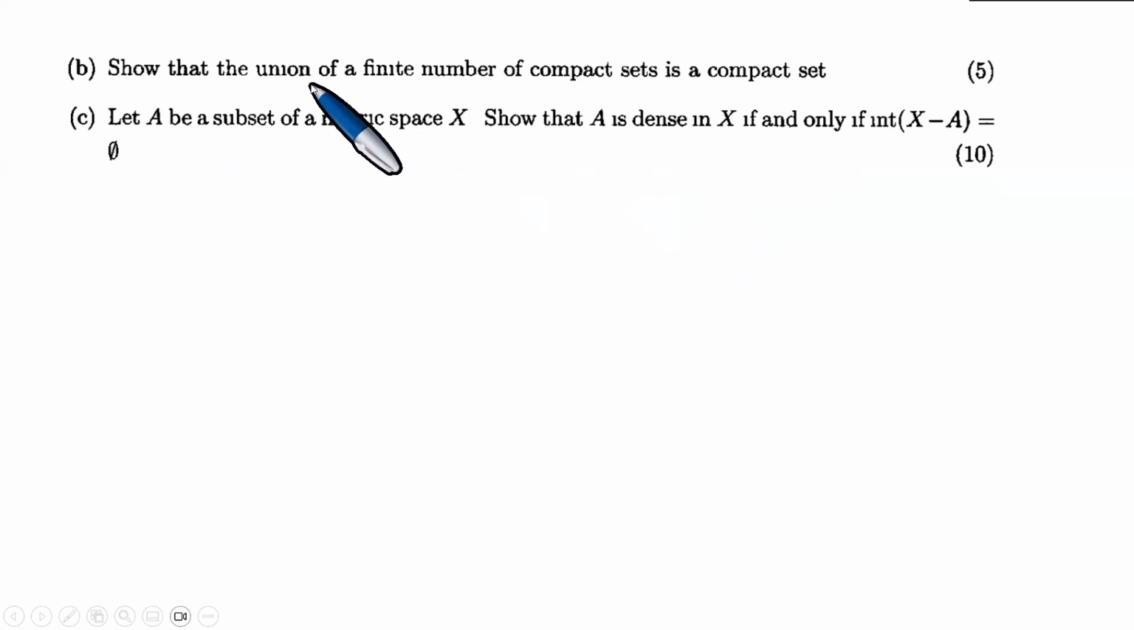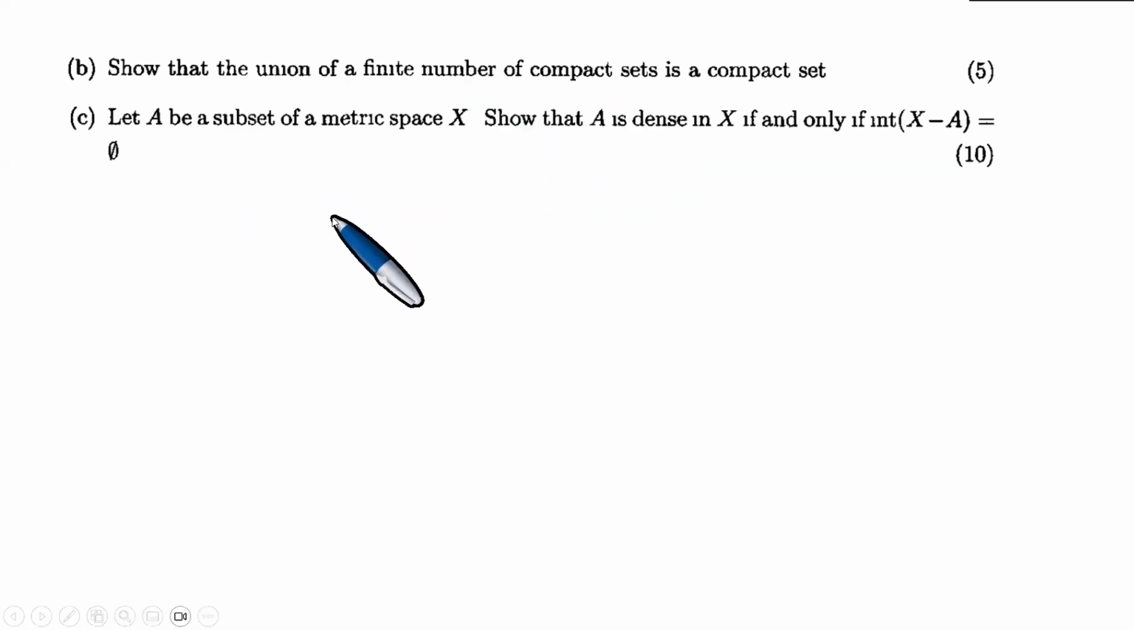Now we speak about countable unions. And the minute we use countable union, we actually mean a union of an infinite number of compact sets being compact. Let A be a subset of a metric space X. Show that A is dense in X if and only if the interior of X minus A is empty. So we shall look at the interior of a set, and the union of compact sets.